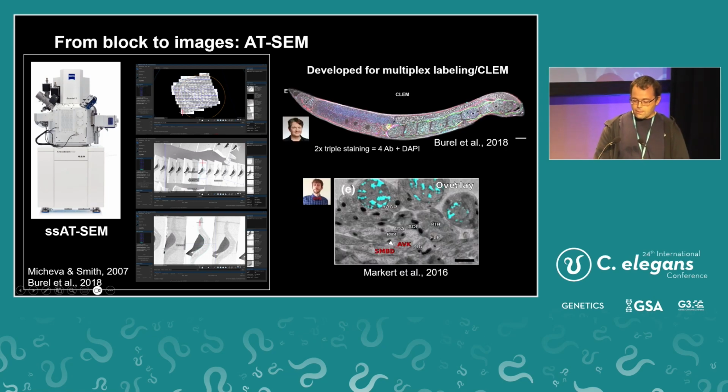And this has been used to very nice effect by Irina here in this Burra et al. paper, where she did 2 rounds of staining using 4 antibodies and DAPI. So you can get this really nice molecular information on top of your ultrastructure. You can also combine it with super resolution microscopy, like Sebastian did here when he was looking at gap junction proteins in the nervous system.